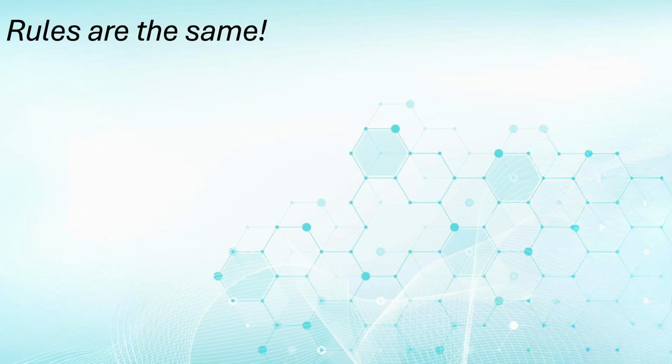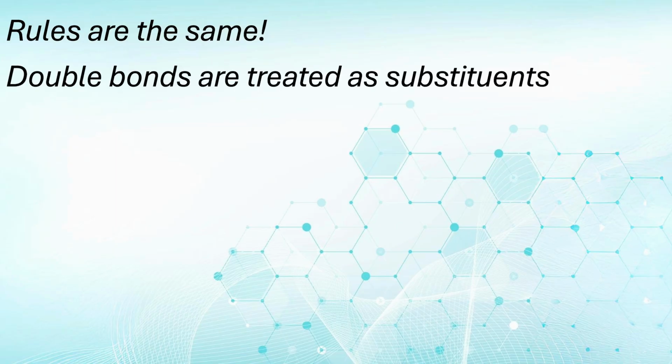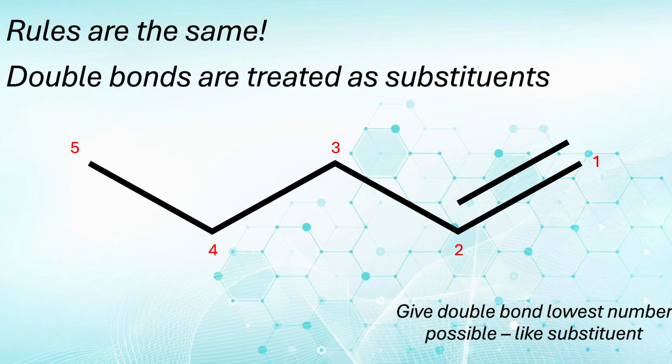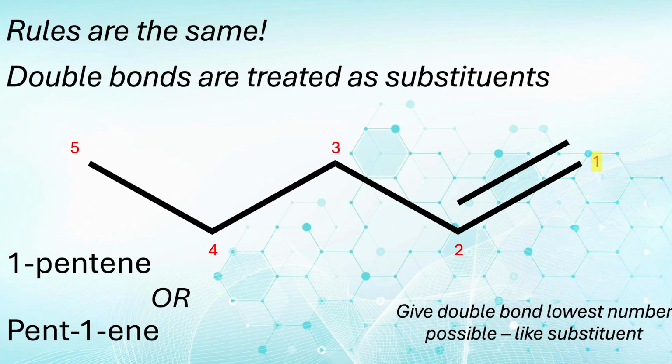The rules we learned for alkanes, branched alkanes, and substituents don't change much. We treat the double bonds of an alkene the same way as we would a substituent, such as a halogen or a hydroxide. We want to number a molecule to give the double bond the lowest possible number. For example, in this molecule, we start numbering from right to left. Remember that the number of the double bond is the number of the first carbon that is double bonded. Therefore, the name of this molecule would be 1-pentene. This name can also be written as pent-1-ene.